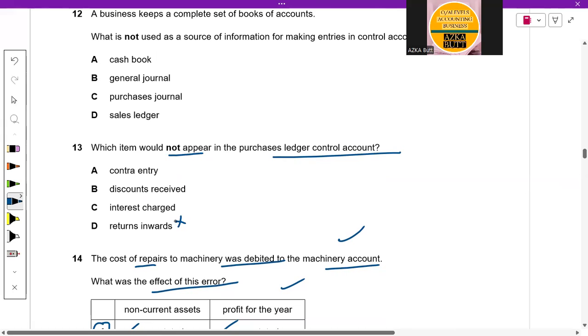And the purchase ledger control account records the transactions related to suppliers, such as contra entry, the offset between sales and purchase ledger accounts, discounts received, which reduce the amount owed to the suppliers, and interest charged on overdue amounts owed to the supplier. So therefore, return inwards would not appear in the purchase ledger control account, as it relates to sales, not purchases. So D option is the right option.